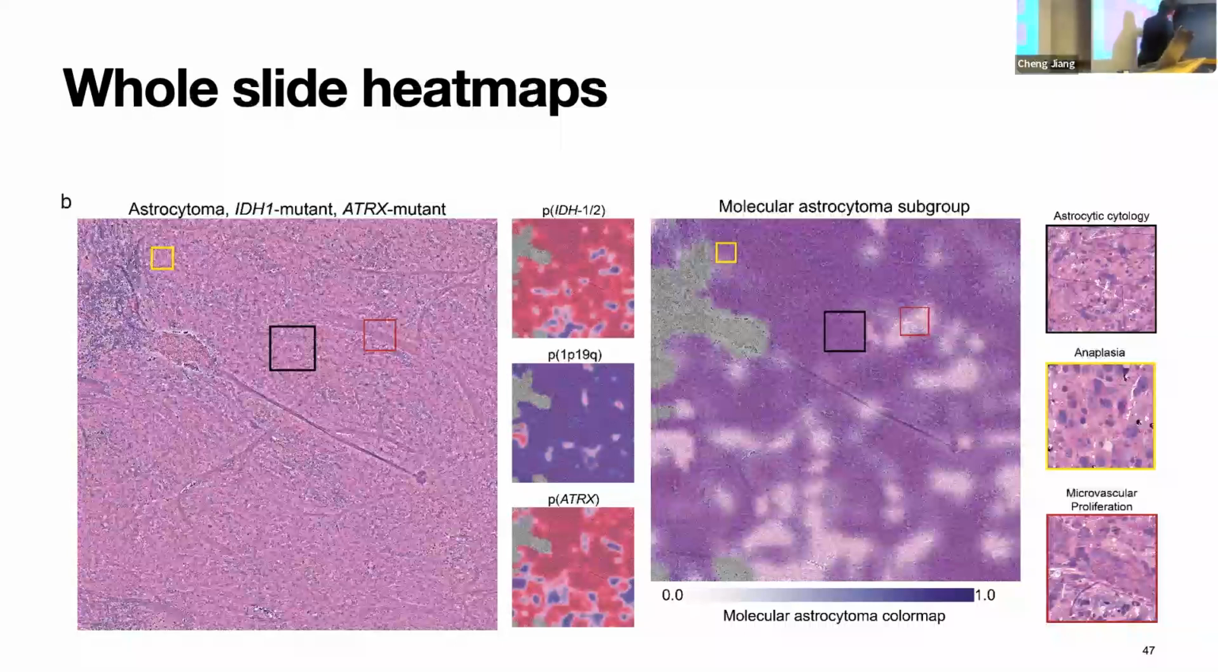And we also see that in this region that the model predicted to be less likely as the IDH mutant, we can see that it has these microvascular proliferation, which tend to be correlated with IDH wild type slides.